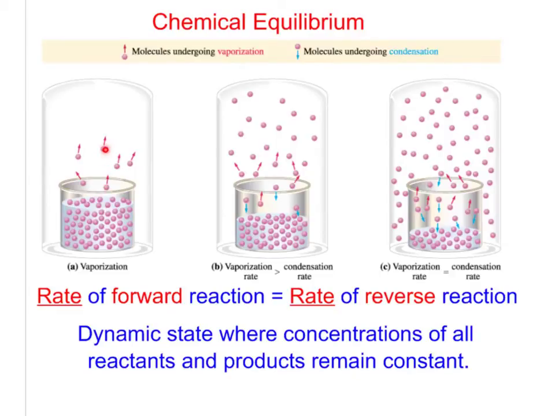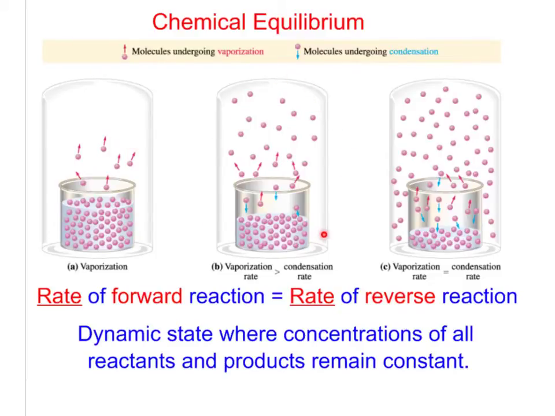So these are vaporizing, and these blue ones are condensing. Here we have only vaporization being represented. This is only going one direction, up, right? They're vaporizing from the liquid to the gas phase.